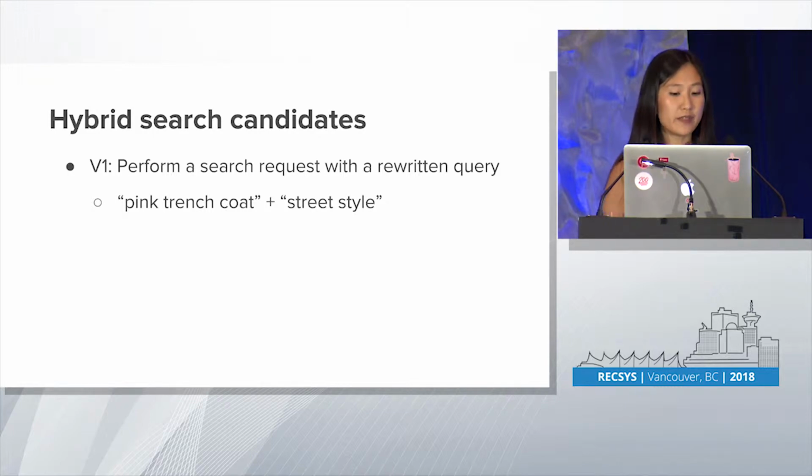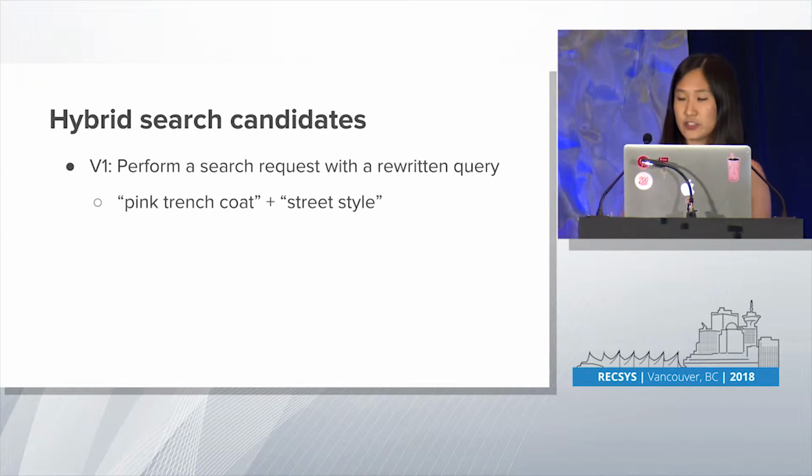To improve related pins for users coming from search, we decided to first add a new set of candidates specific to both the search query and the close-up pin. This helps us move away from relying solely on collaborative filtering and historical engagement data for candidates. So how do we find candidates that are both relevant to the query and the pin?